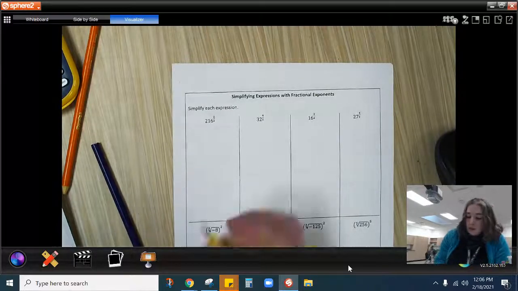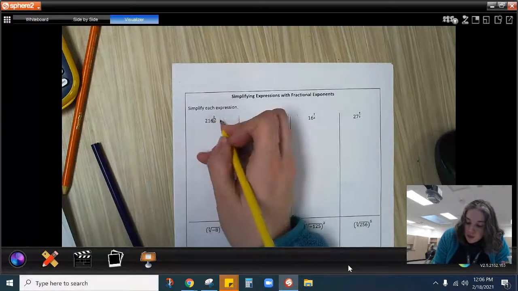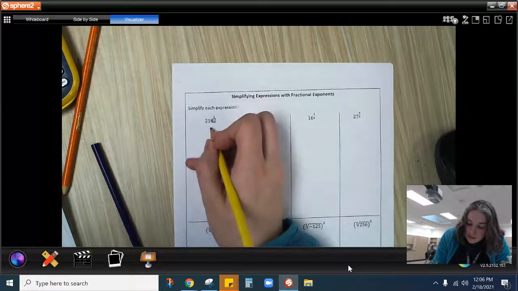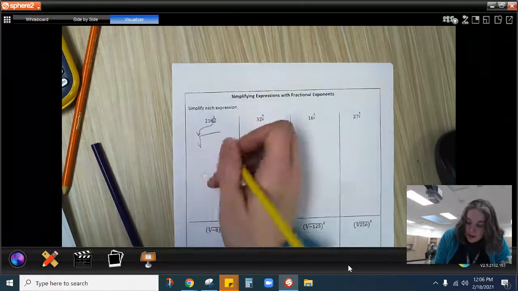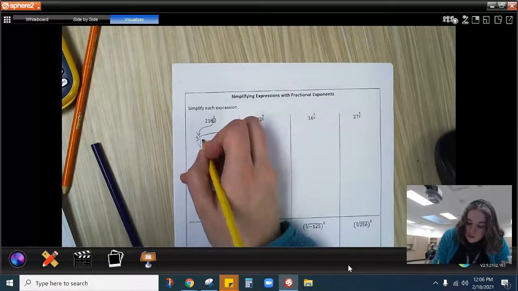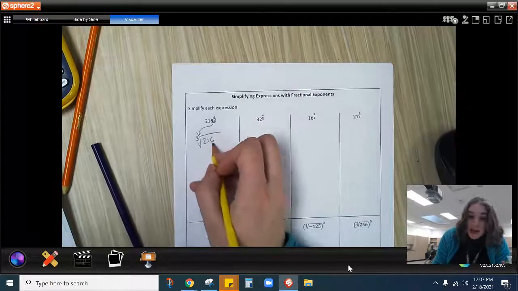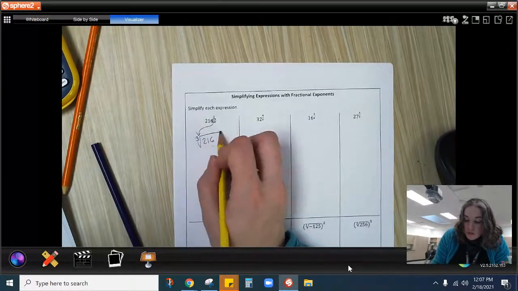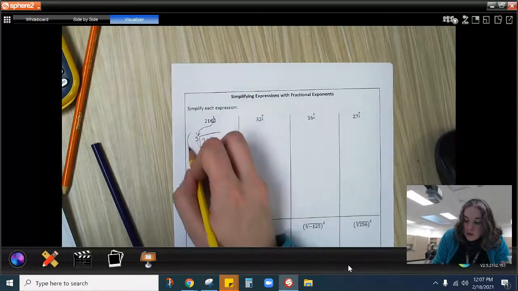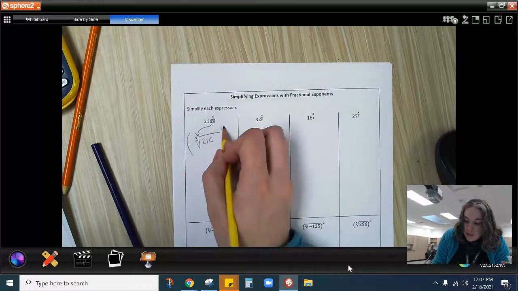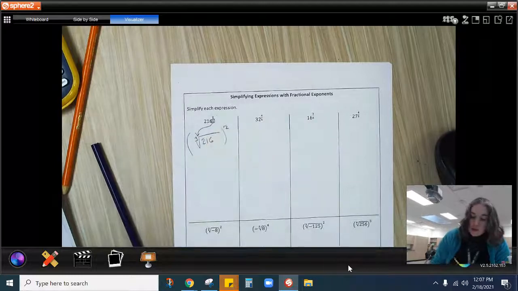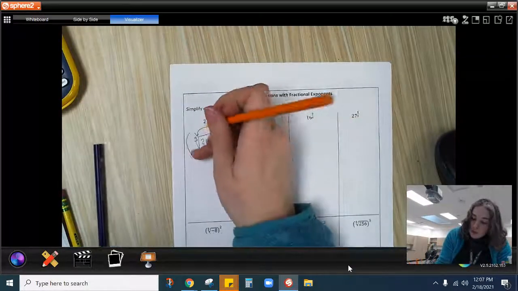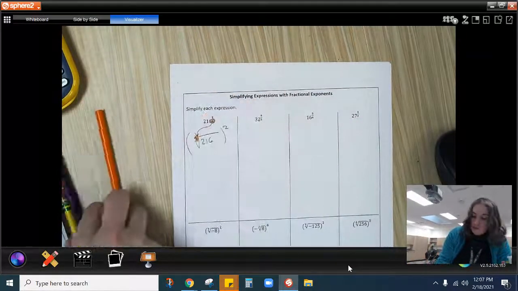Simplify each expression. So I would start by making it a radical, excuse me. So 216, this is your radicand, it's the inside. The radical is the outside. This is the root, right? The radical is the little boxy guy. And I'm going to leave my 2. The 2 stays out here. If it helps you to color code, please color code.